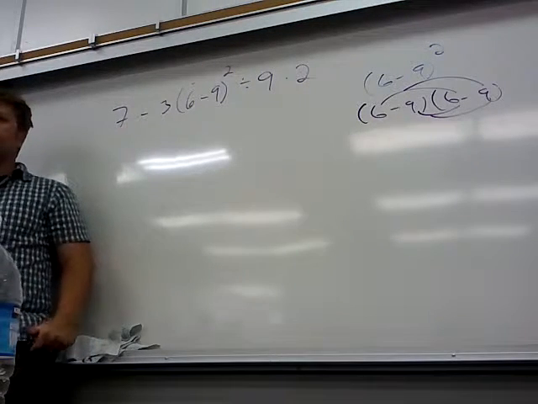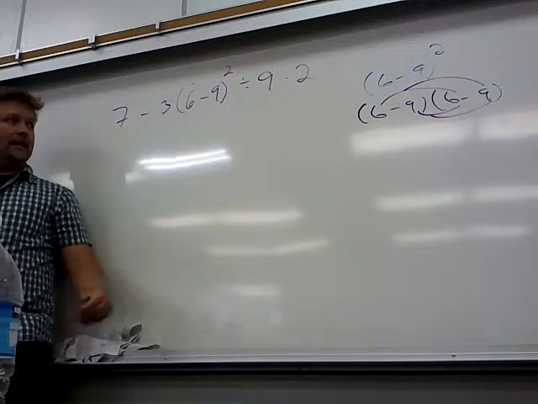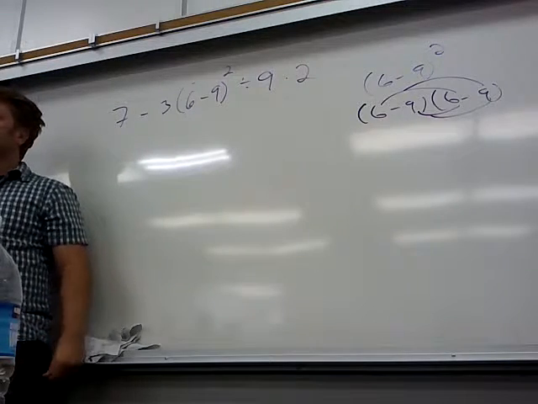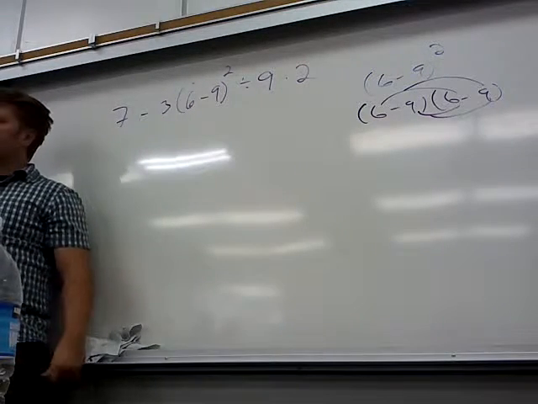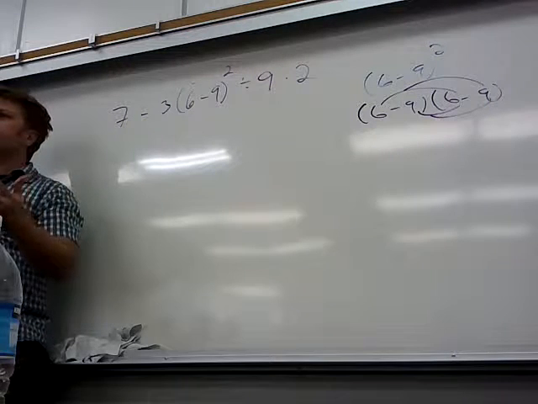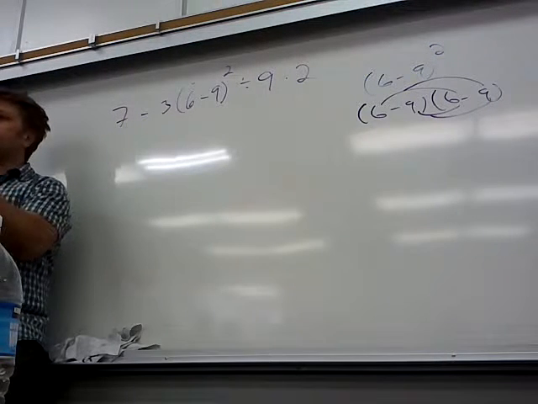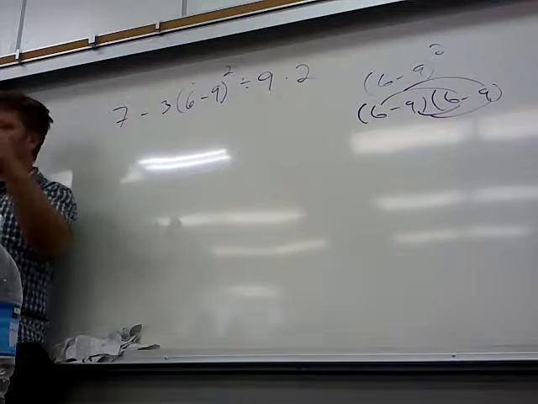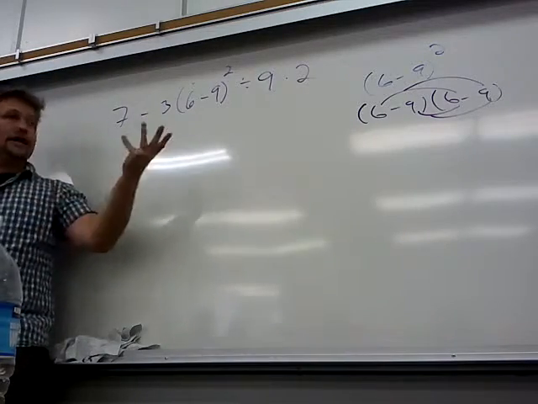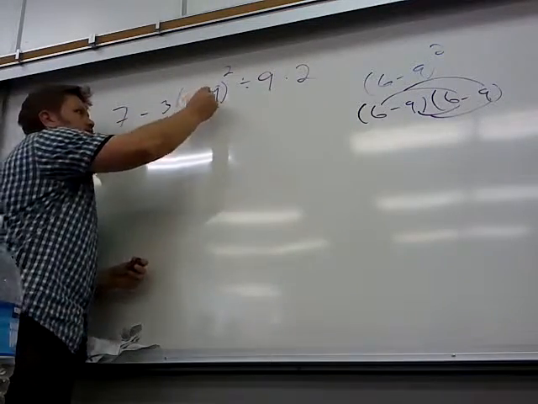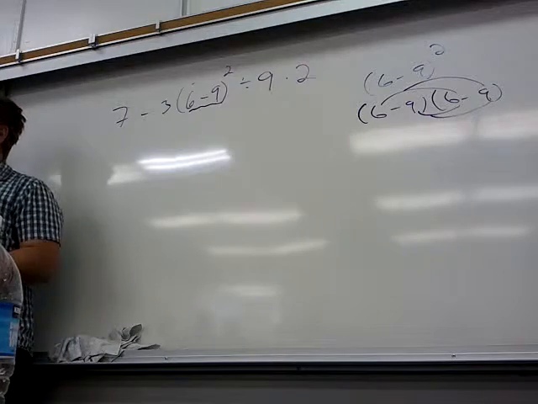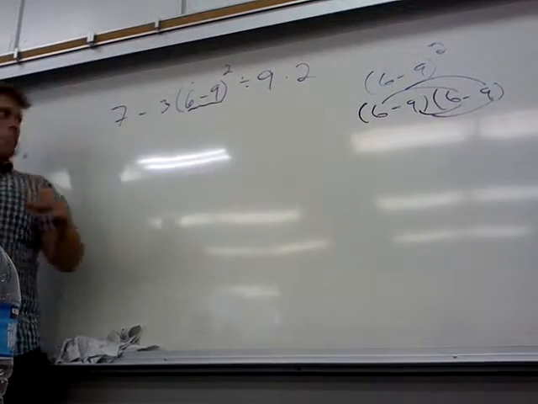If that wasn't a 6, but it was an x. Can I do x minus 9? What's x minus 9? I don't know what it is, right? So I have to have a way around it. That's why FOILing was come up with. They said, let's find a way around it, because I can't do the inside first. Here, dear God, just do the inside. Right? What's 6 minus 9? Negative 3. Cool.